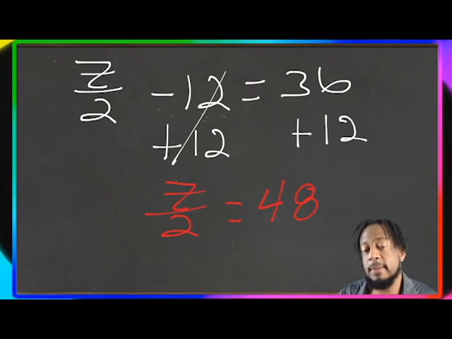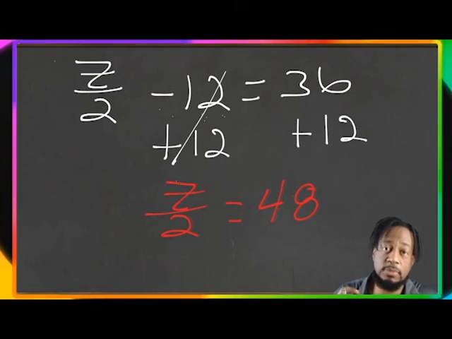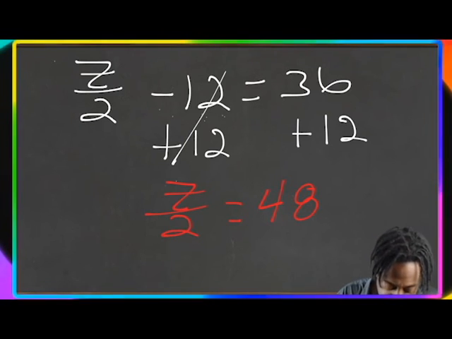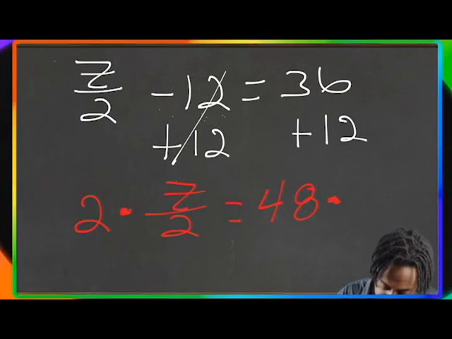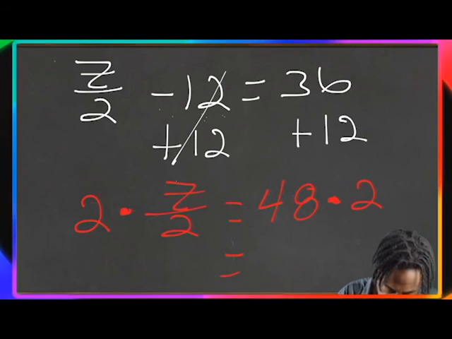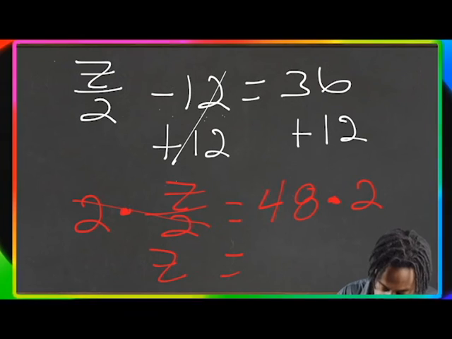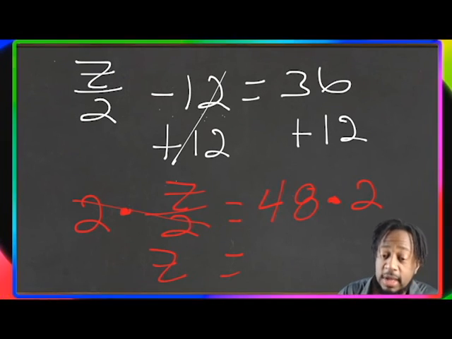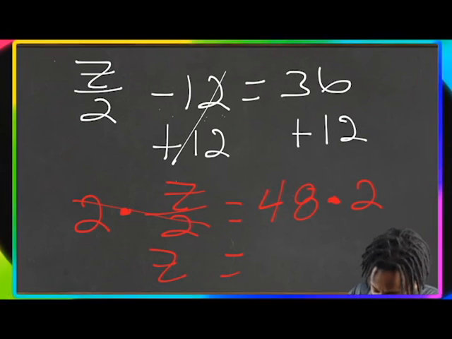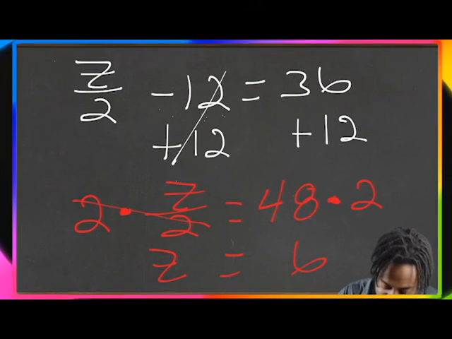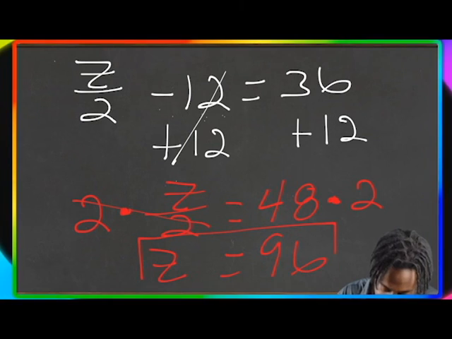The reason why I wanted to come back to this is because this is the one that gets people messed up. We are dividing again. So again, we need to do what? Multiply. Z is equal to what's 2 times 48? We have 2 times 8 is 16, and 2 times 40 is 80, so 96. There you go. All right.